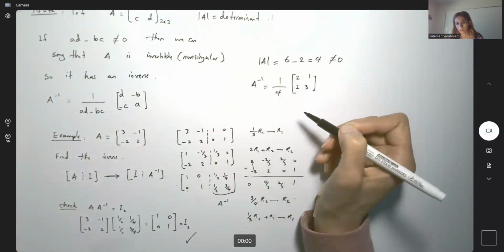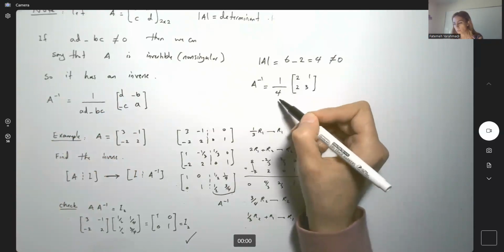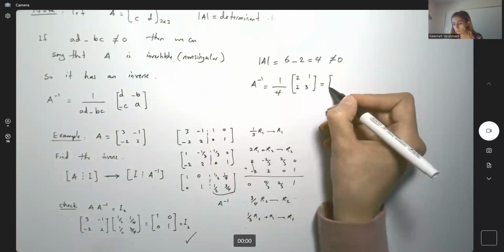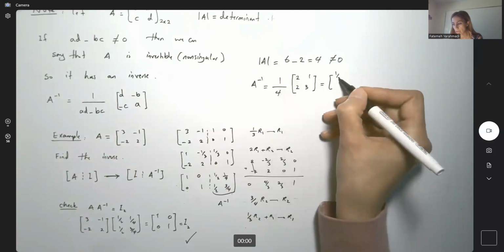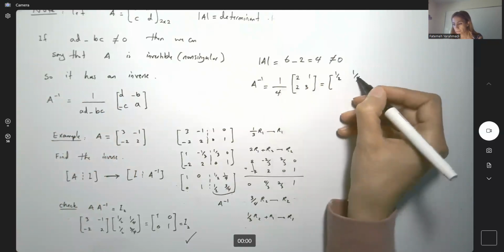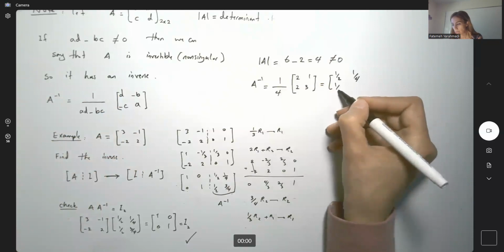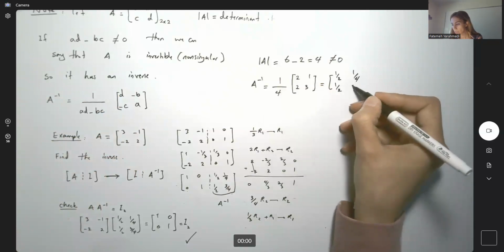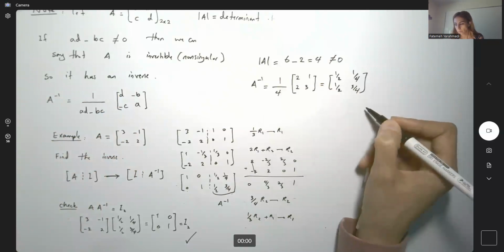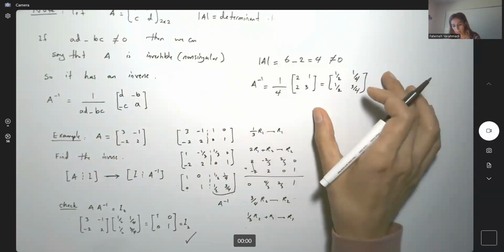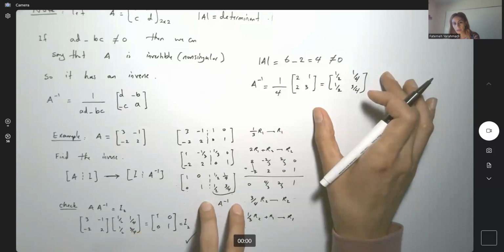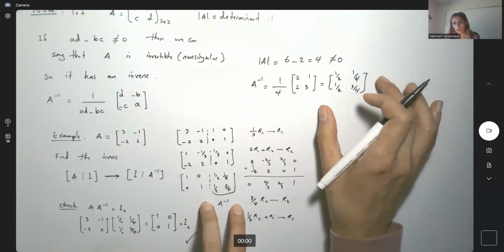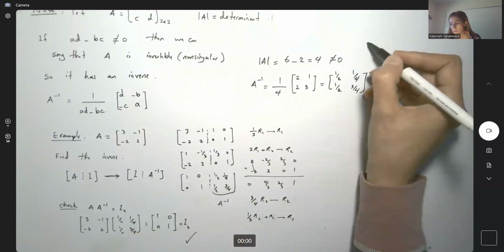Okay. Take a look at this. This is a scalar multiplication. This guy becomes 2 times a fourth, which is a half, and a fourth. And here you have a half, and then here you have 3/4. This matrix and this matrix, as you can see, have the exact same entries, but of course, this process is much faster.